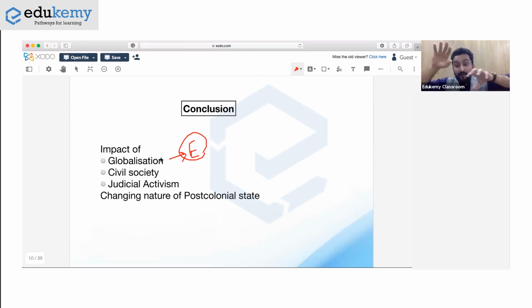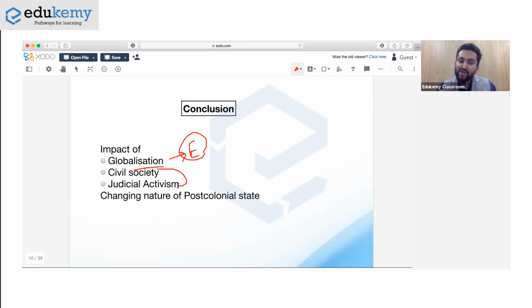So if this was the political institution, this was the economy. Since it is being modernized, don't you think it is going to change the nature of the post-colonial state? Yes or no? So when you are using globalization, mention that globalization has modernized the economy, which was earlier traditional. Okay. Now, civil society and judicial activism.